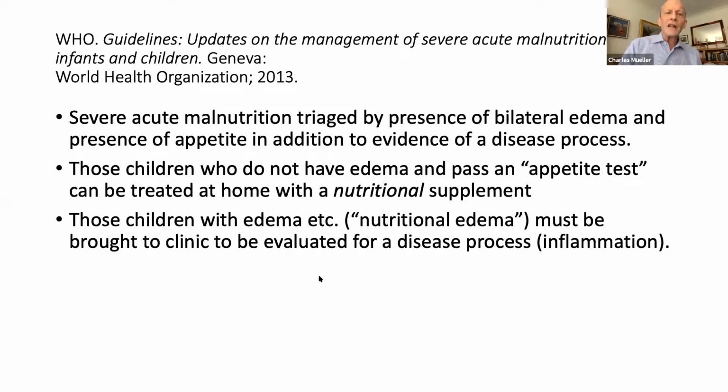In fact, the World Health Organization triages children. They are basically triaging children to Kwashiorkor or marasmus, okay? Severe acute malnutrition is triaged by the presence of bilateral edema and presence of appetite, in addition to evidence of a disease process. Those children who do not have edema and pass the appetite test just need a supplement.